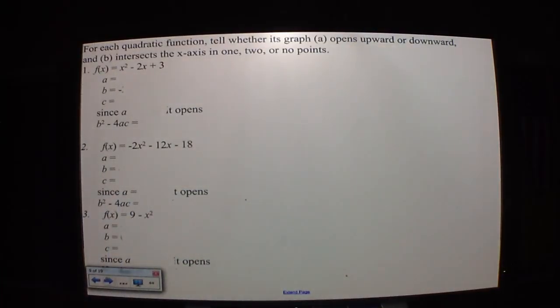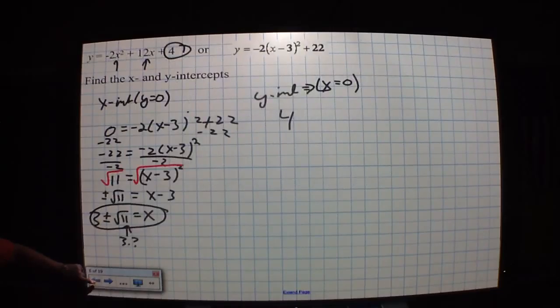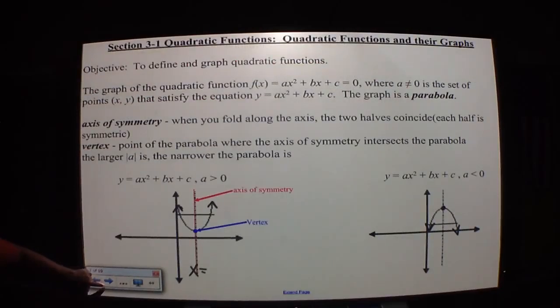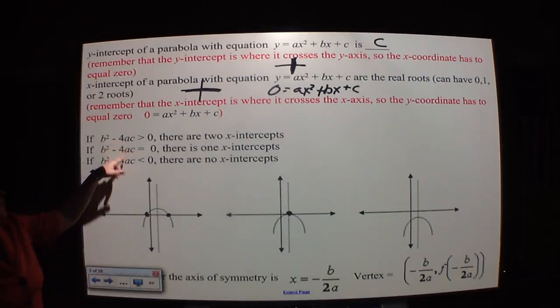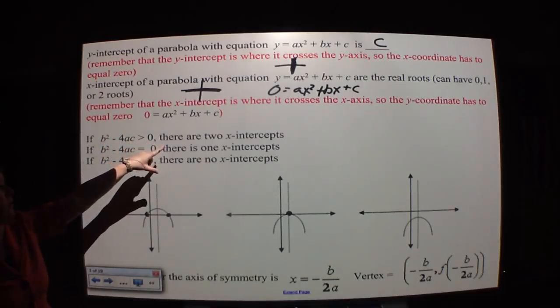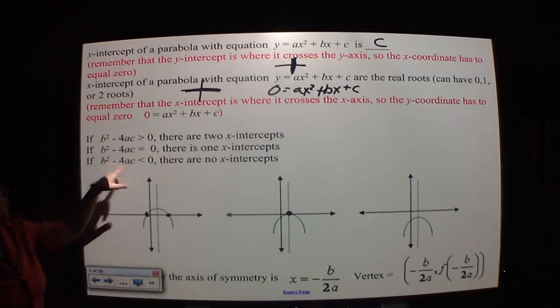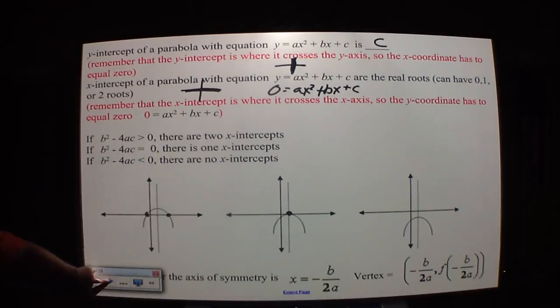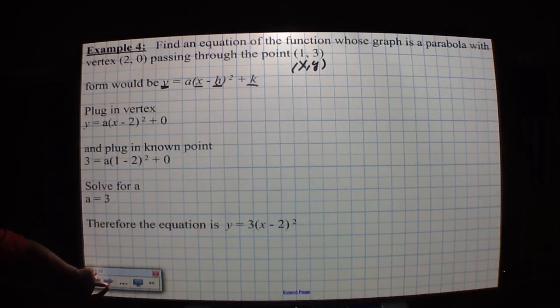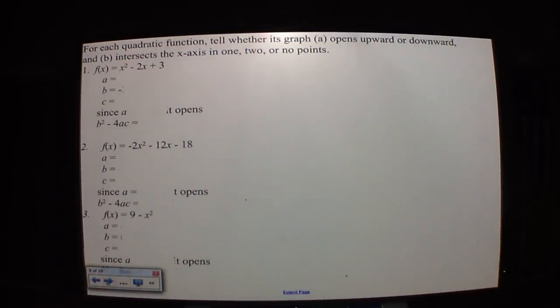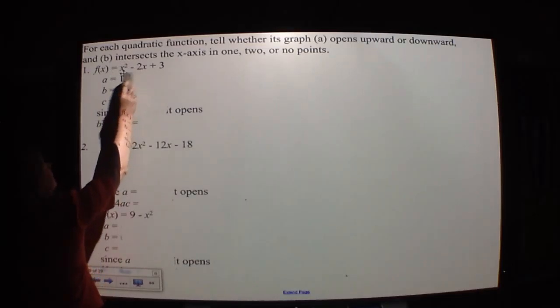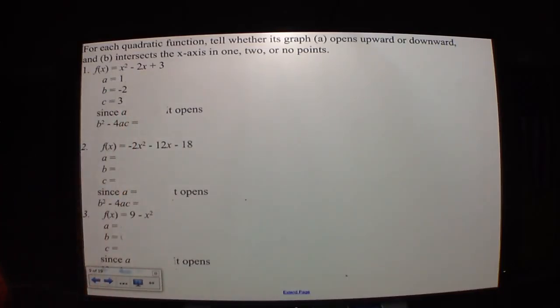For each quadratic, tell whether its graph opens up or down and intersects the x-axis in 1 point, 2 points, or no points. Remember what I said about intersecting. If the discriminant is greater than 0, 2 points; equal to 0, 1 point; less than 0, no points. So let's do that problem. I know my A is 1, my B is -2, my C is 3.